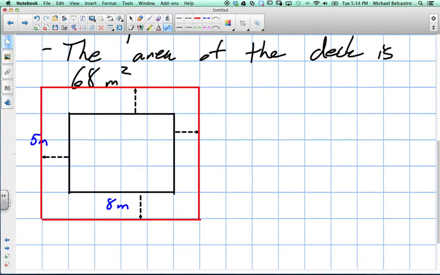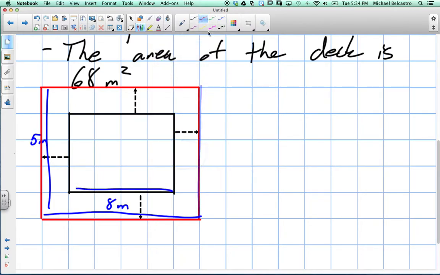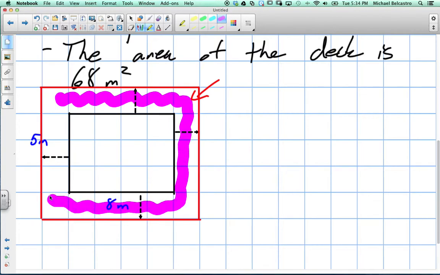Okay, so if you notice, each of these ends up being little squares. We could build little squares to create this deck because it's uniform all the way around. But the actual deck itself is not a square because the width wasn't the same as the length. Okay, and what they've also told us is that this area of just the deck, so I'm going to highlight just the deck's area in purple here. All of this area here is 68 meters squared.